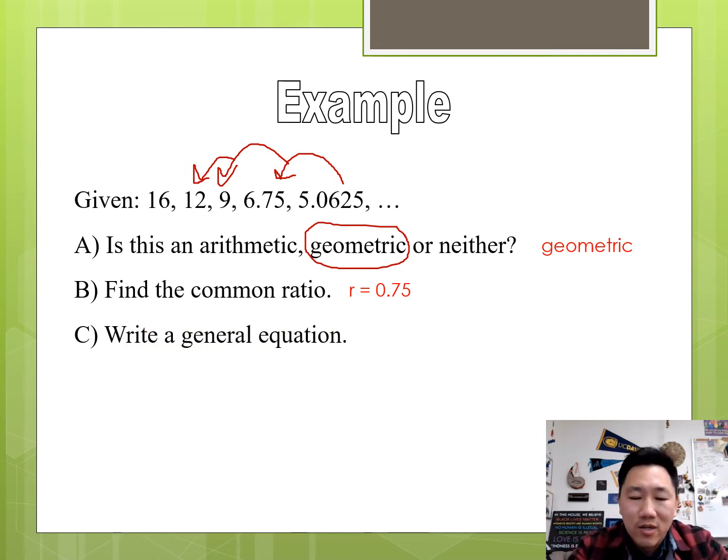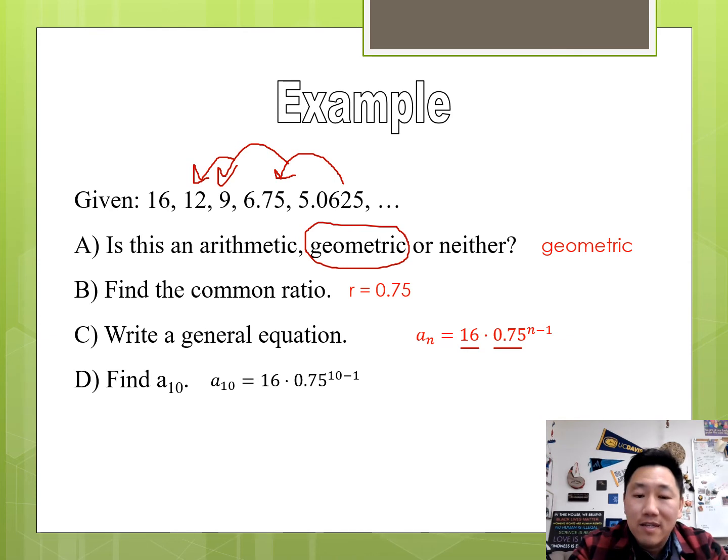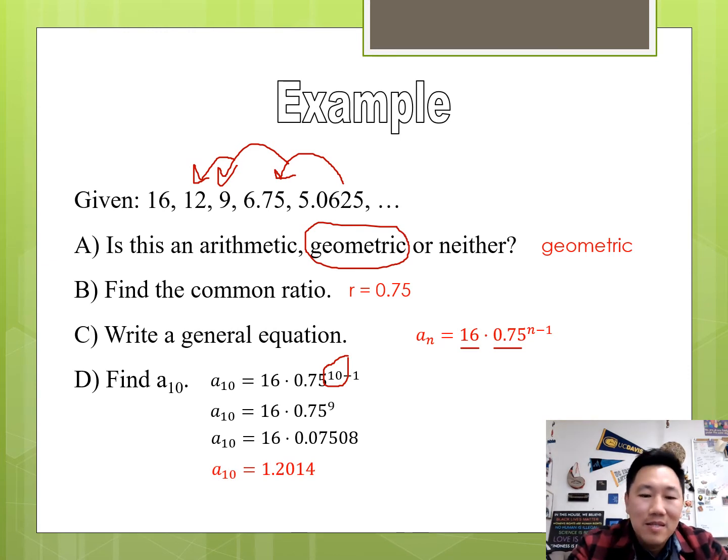All right, let's go ahead and write a general equation. The general equation is just filling in everything except for the n, because we're not asked to look for a certain n yet. And so I filled in the first term, I filled in the common ratio, and that's it. Now I'm asked to find the 10th term. So let's go ahead and fill in the general equation for the 10th term. The only thing I did was I put 10 into the n. Do the exponent first, and then the 16 last. And there you have it. The 10th term is going to be 1.2041. All right, kind of cool, kind of fun.